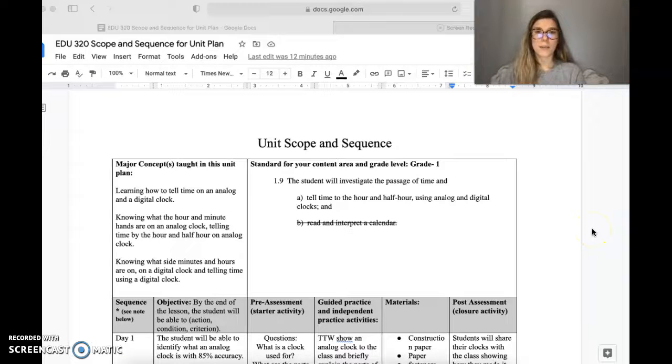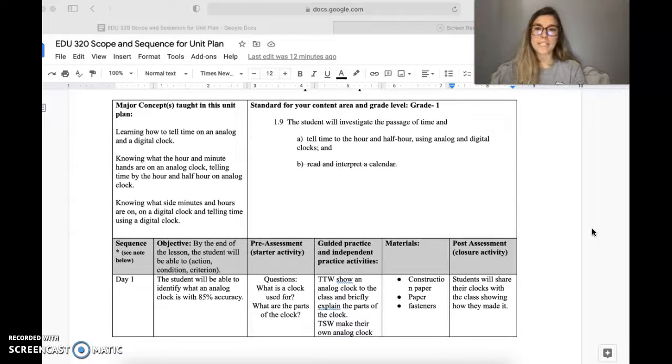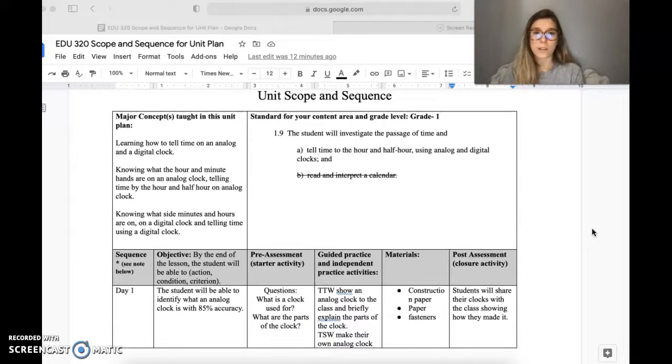Hi, this is my presentation on my unit and scope sequence and lesson plan. So to briefly just go over my days here, I chose first grade and the standard is 1.9.